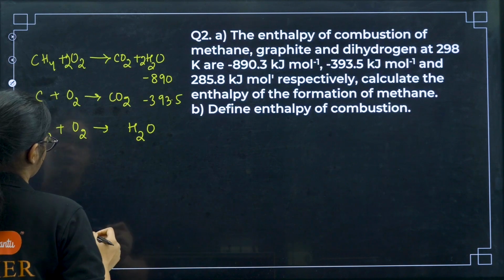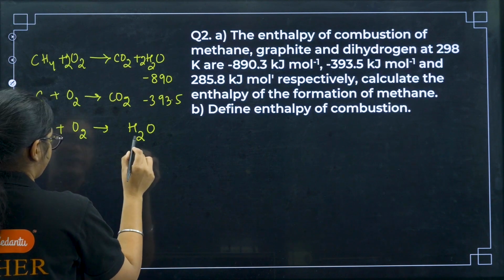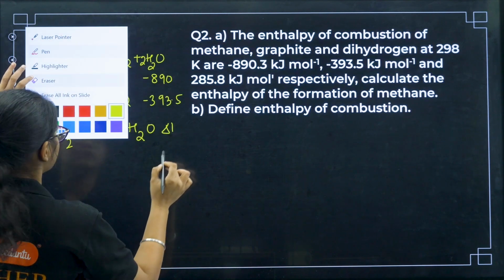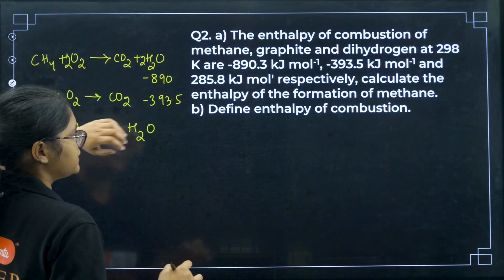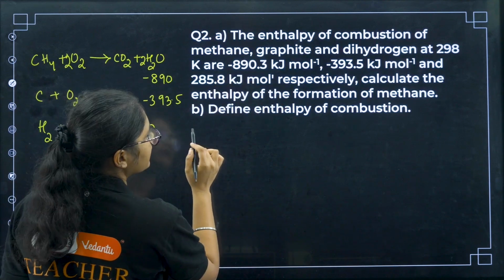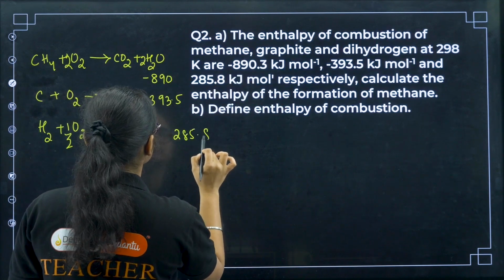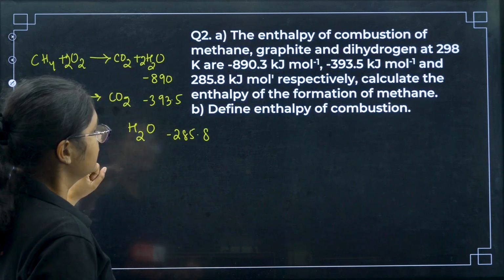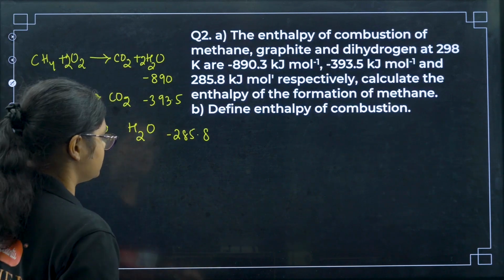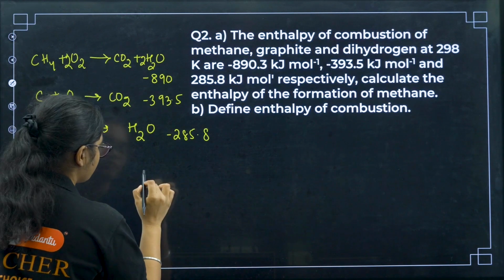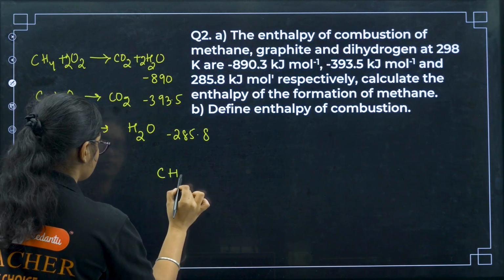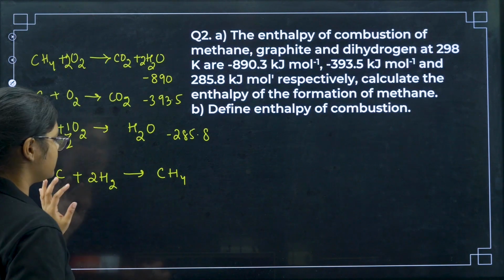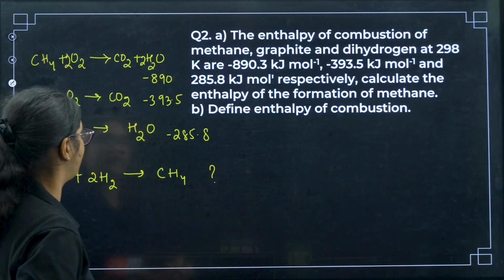To balance it, I have half O2. What is delta H here? Let me just write down the value because I have less space, students. That is minus 285.8. The enthalpy of combustions have been given. Then calculate the enthalpy of formation of methane. So how will the methane form? Methane formation reaction means you have to form 1 mole of methane using C plus 2H2. We have to calculate the enthalpy for this reaction.